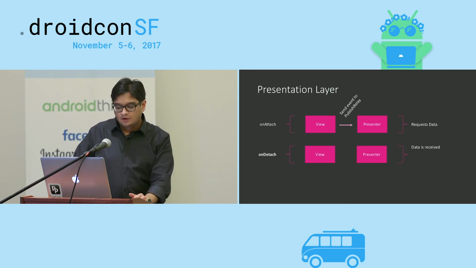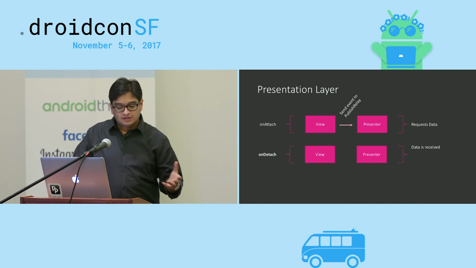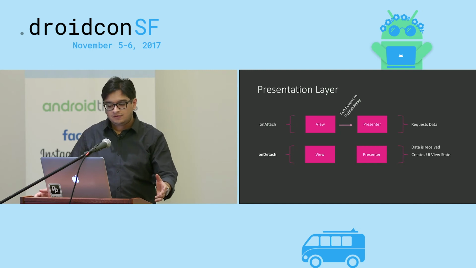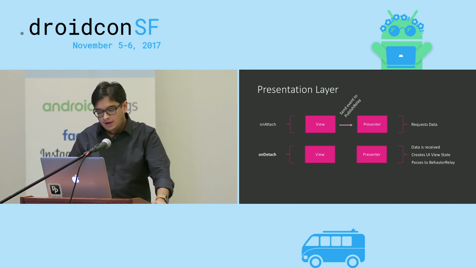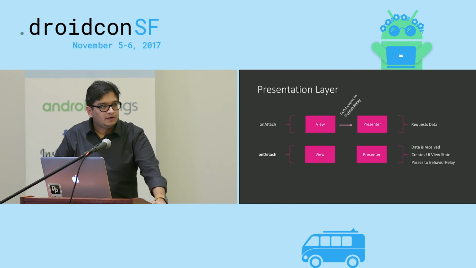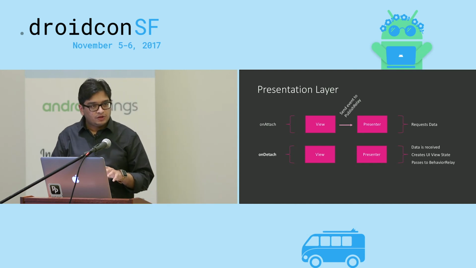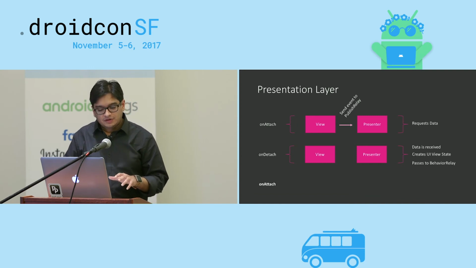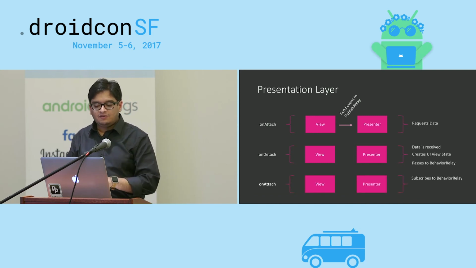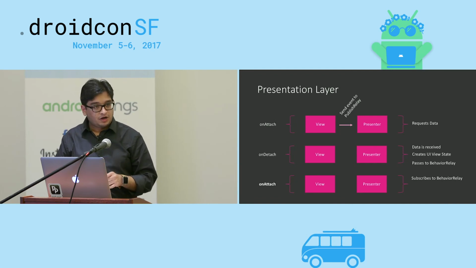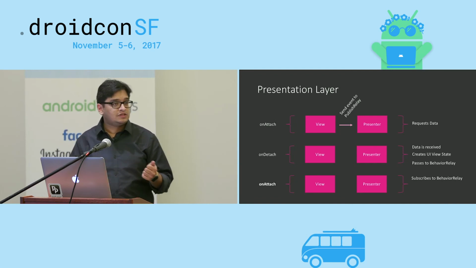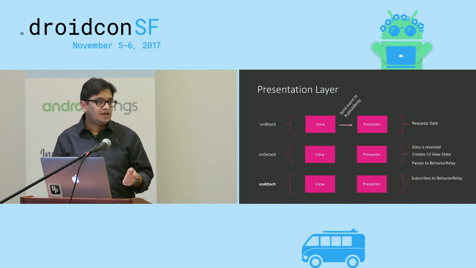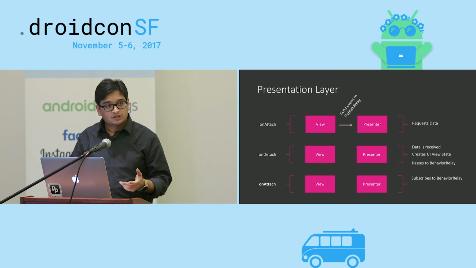So what we do is, whenever the data comes back and the view is still detached, we create a view state, be it an error state or an actual data state, and then we pass it on to the behavior relay. So the behavior relay holds on to the view state when the view is detached, and whenever the view gets attached again, the presenter will subscribe to the behavior relay, and now it knows what the last item was, right? The behavior relay's property is that it remembers the last item that was sent out even before the subscription happens.